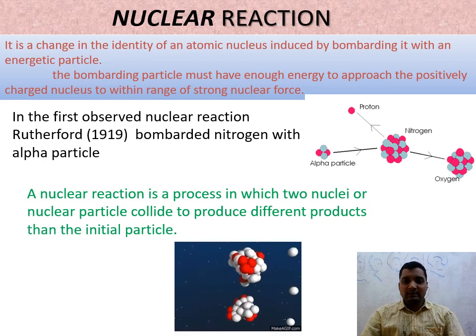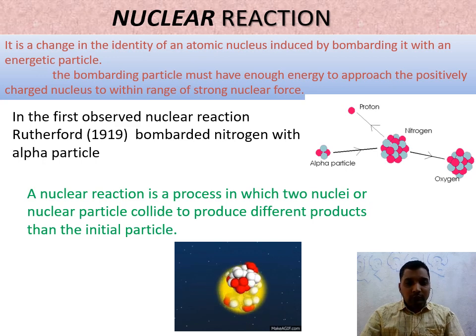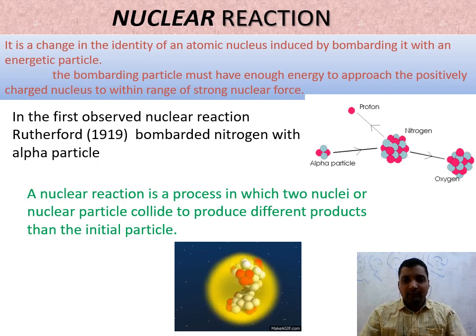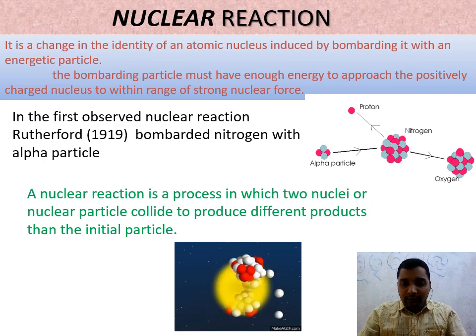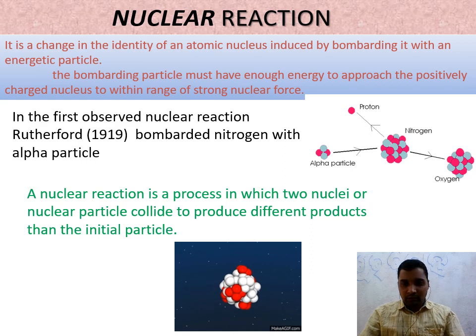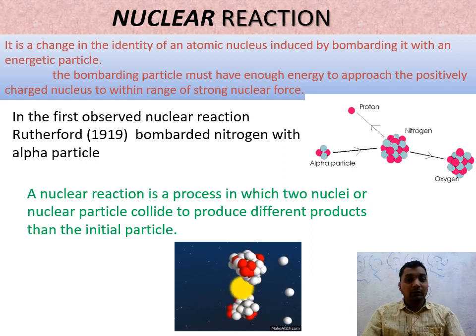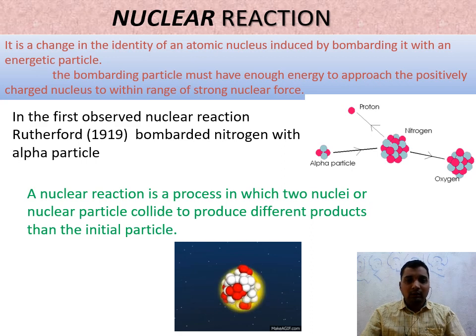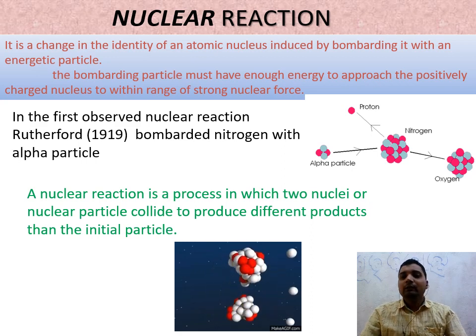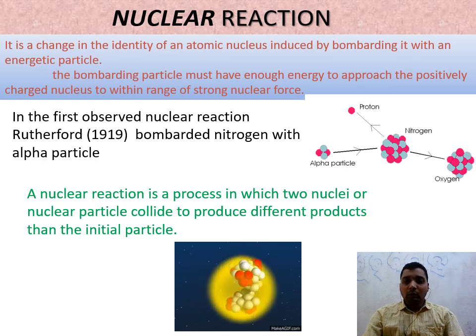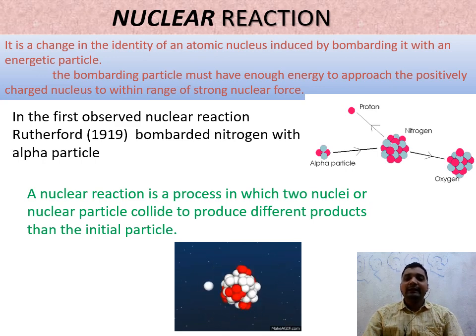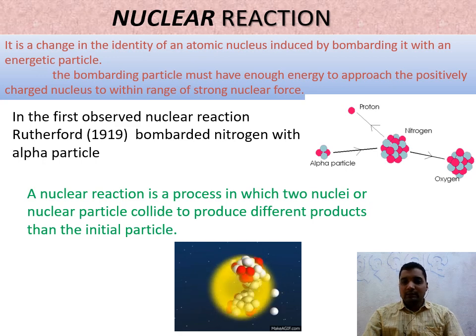So if we come to the definition of nuclear reaction, nuclear reaction means what? Nuclear reaction is the process in which two nuclei or nuclear particles collide. It means one will hit another, and in that a new product will come. We got this in the alpha particle, we got it in the beta particle also. One is the parent nucleus, and after emitting alpha or beta, it comes to the daughter nucleus. So the nuclear reaction is the process in which two nuclei or nuclear particles collide to produce a product different from the initial. The initial is called parent, the product is called the daughter.